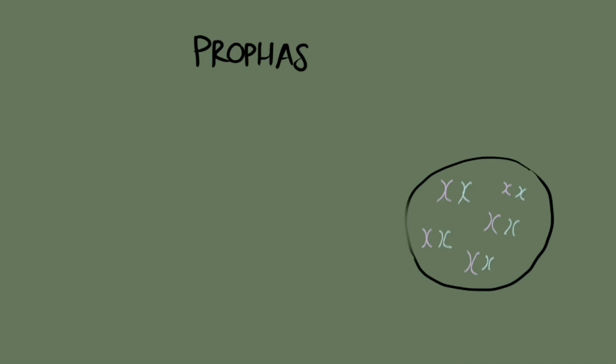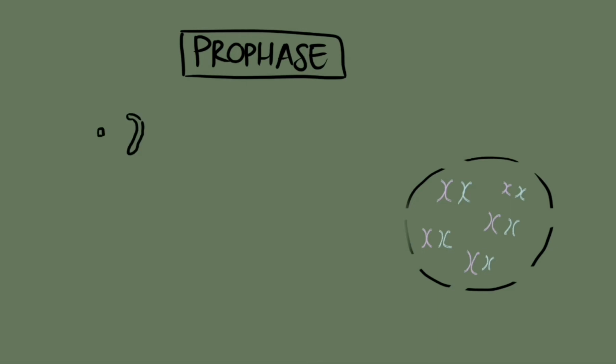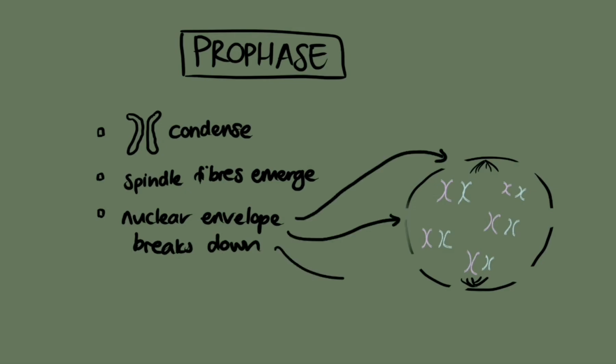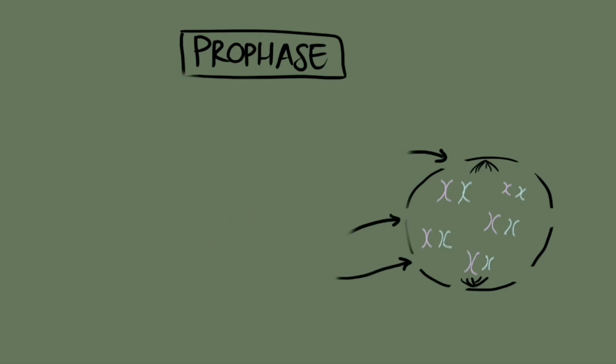So the first phase in mitosis is prophase. So what happens in prophase? Well, you've got your chromosomes which condense, so it just means that they become visible, they're coiled up. Your spindle fibers emerge and your nuclear envelope breaks down, which you can see there.